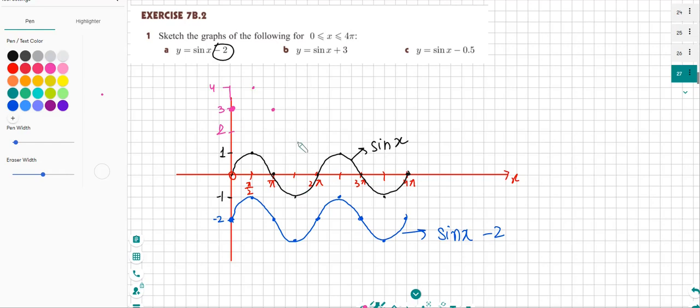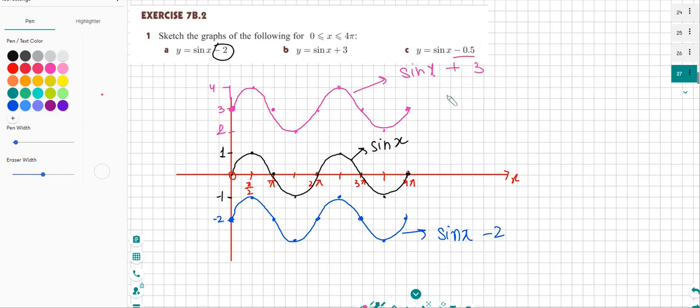Minus 1 plus 3 gives you plus 2. 0 plus 3 gives you plus 3. 1 plus 3 gives you plus 4. Then we have 0. 0 plus 3 gives you plus 3. Minus 1 plus 3 gives you plus 2. And 0 plus 3 gives you plus 3. So we can just join these dots to make a graph, complete the graph. So this will be actually the graph of sine x plus 3.